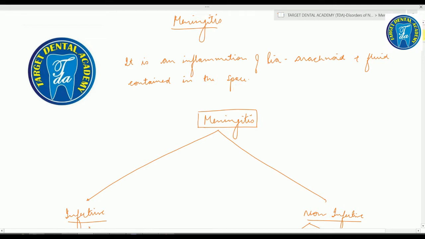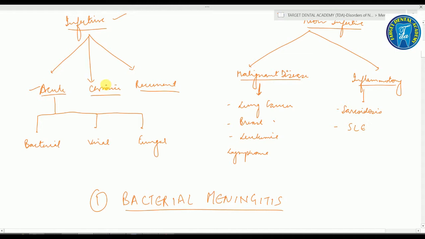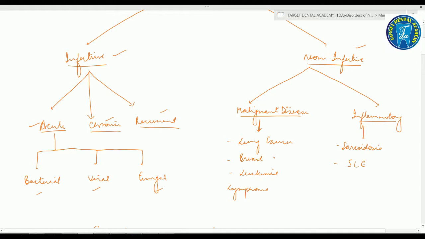Fine. Now meningitis is of two types, the infective one and the non-infective. The infective is further divided into acute, chronic, recurrent, and acute is further divided into bacterial, viral and fungal. While the non-infective meningitis is divided into two parts, the malignant disease and the inflammatory disease. The malignant disease is due to lung cancer, breast cancer, leukemia and lymphoma, while the inflammatory is due to sarcoidosis and systemic lupus erythematosus, that is SLE.